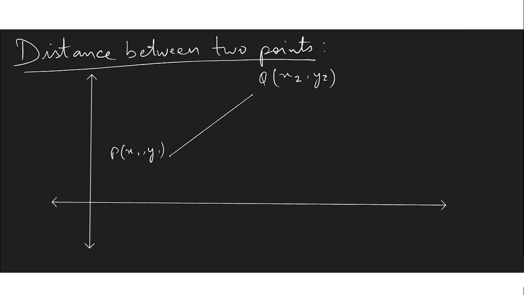Let us construct. We have drawn perpendicular from point Q to y-axis and x-axis, and similarly we have drawn perpendiculars from point P to y and x-axis, and we can see that a right angle triangle is formed here with this coordinate. Let us say this point be R.